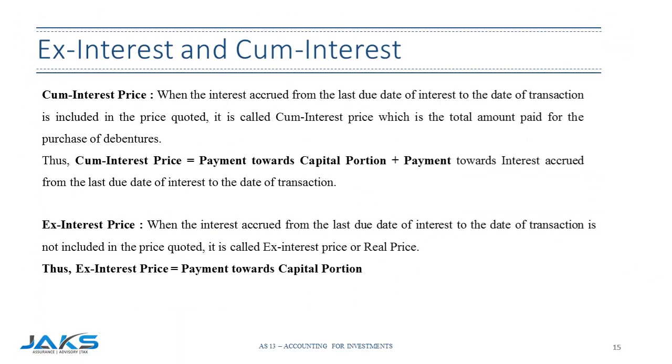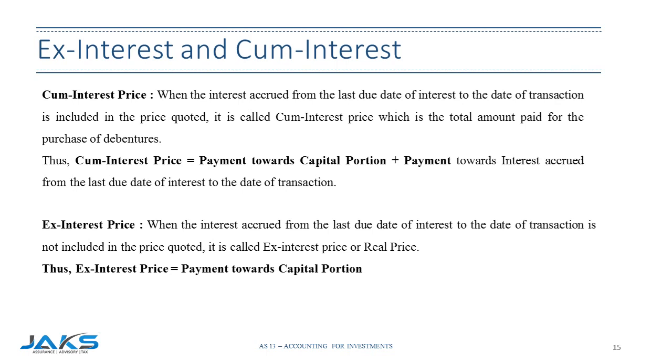When debentures are purchased before the date of interest, then a problem may arise whether the quoted price of debentures includes interest up to the date of purchase, or not. Price may be quoted ex-interest or cum interest. When the interest accrued from the last due date of interest to the date of transaction is included in the price quoted, it is called cum interest price, which is the total amount paid for the purchase of debentures.